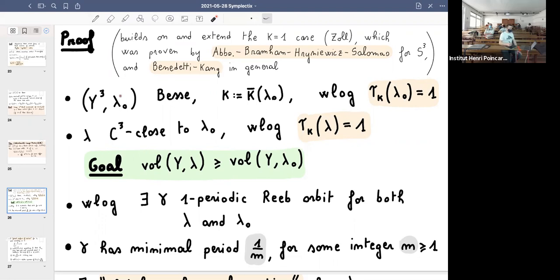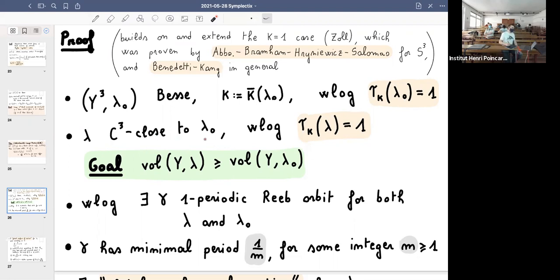So start with our Besse contact manifold, Y, with the Besse contact form lambda 0. And I consider the relevant K, which is the minimal common period. Without loss of generality, we can set this to be equal to 1. Now let's take lambda, which is another contact form on Y, which is C3 close to the Besse contact form lambda 0. There are a few issues with the quantifiers. One has to be careful, but for the purpose of this talk, I just ask you to believe me that the quantifiers work out well.